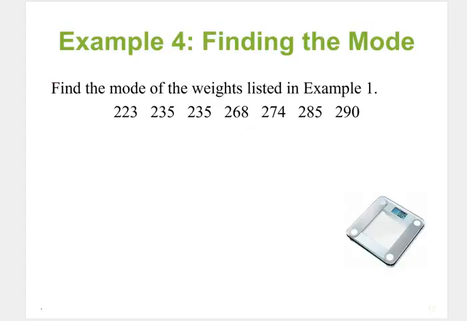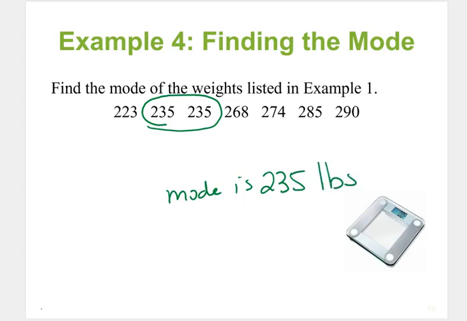So for example, if I gave you that data set of the weights, notice there's only one data point that repeats, and that's that 235. So the mode is 235 pounds. It's the only data point that repeats. So modes are very simple to find.